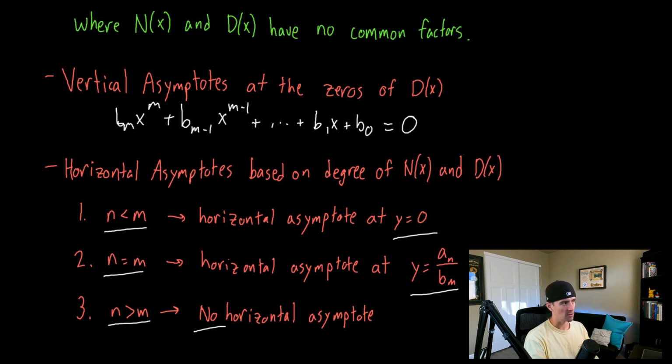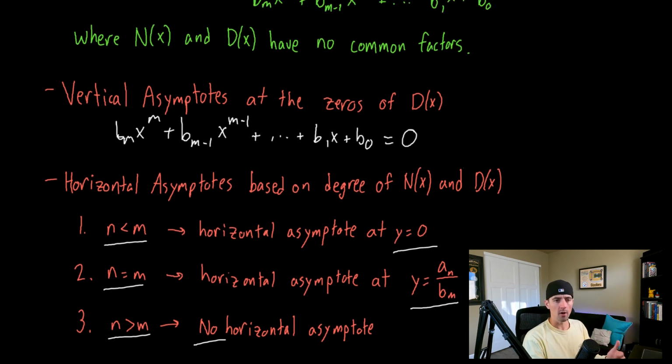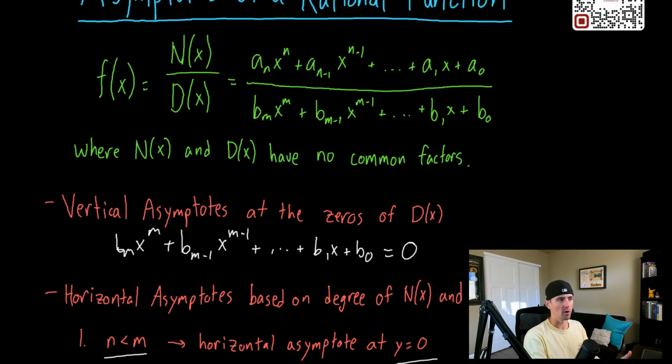So for horizontal asymptotes, you have three cases basically. If you think about your rational function, where you have this numerator function and this denominator function, to figure out which of the three cases you're looking at, all you want to do is take the leading term of your numerator function and the leading term of your denominator function. A leading term is your highest powered x term.